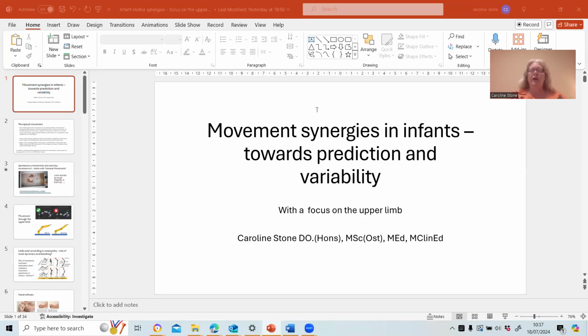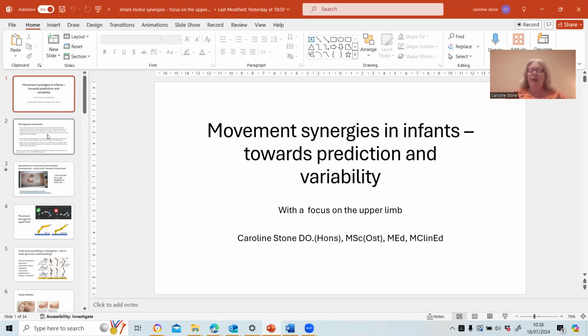Hello, welcome to this talk on movement synergies in infants. We're going to have a look at how infants develop in their movement dynamics and a few things that might be of interest for us to consider when we're looking at infants that don't necessarily move fluidly or fully. We're also going to have a little bit of a focus on the upper limb, and we'll see why, because that helps with lots of other learning dynamics.